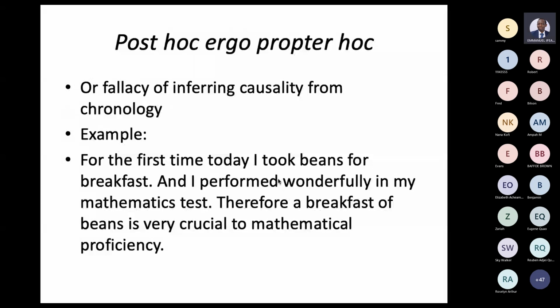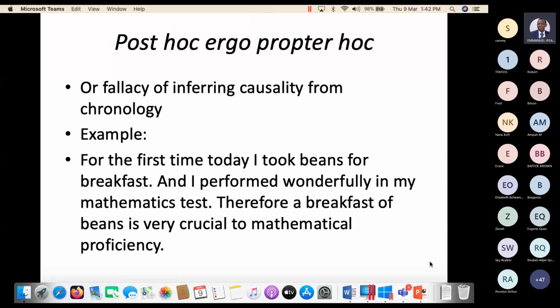The first one is called post hoc ergo propter hoc, or the fallacy of inferring causality from chronology. Chronology means time, the passage of time, one thing happening before the other. Example: for the first time today, I took beans for breakfast and I performed wonderfully in my mathematics test. Therefore, a breakfast of beans is very crucial to mathematical proficiency.